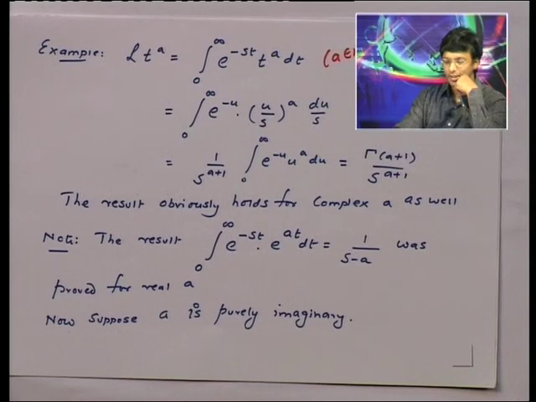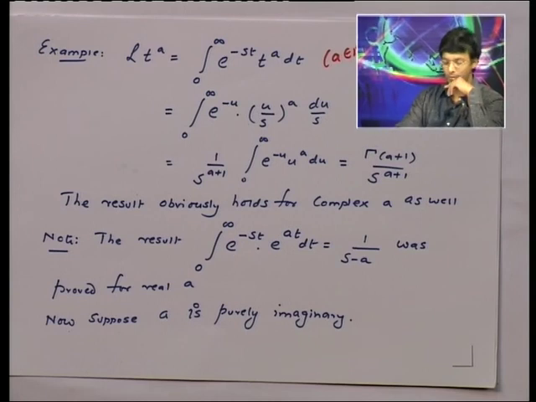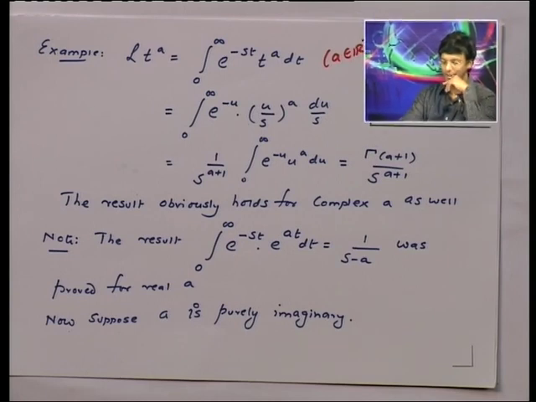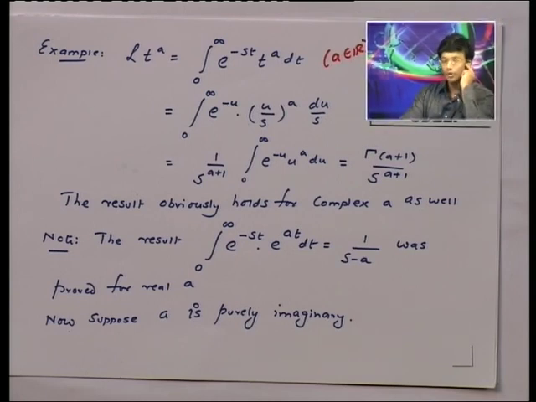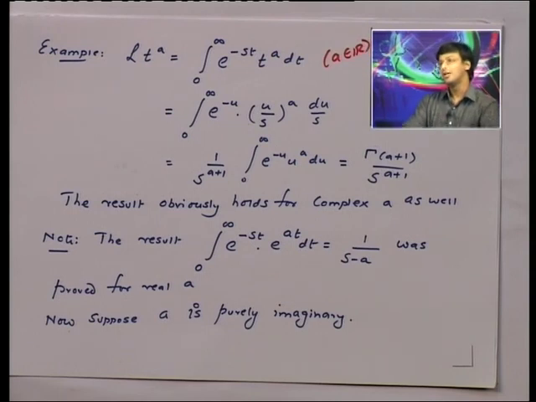Okay, put st equal to u, and then it is e to the power minus u times u by s to the power a, with dt equal to du by s. It is 1 over s to the power a plus 1 into the integral from 0 to infinity of e to the power minus u times u to the power a du, which is gamma of a plus 1 upon s to the power a plus 1. So, in the computation of the Laplace transform, we directly see the gamma function appearing.